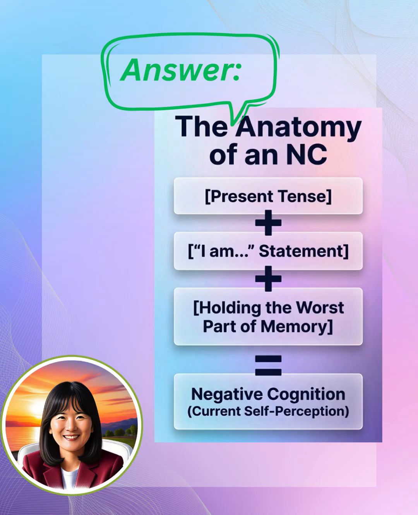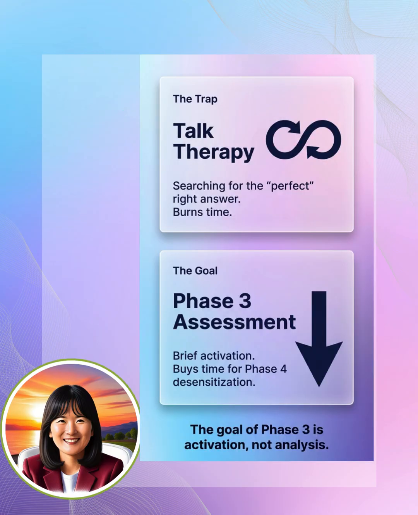A good negative cognition is an I statement in the present tense while the client is holding the worst part of a memory in their mind to identify a self-perception about themselves. The goal of the Phase 3 assessment is to activate the client's experiences from the target memory by identifying the negative cognition, emotional responses, and body sensations.